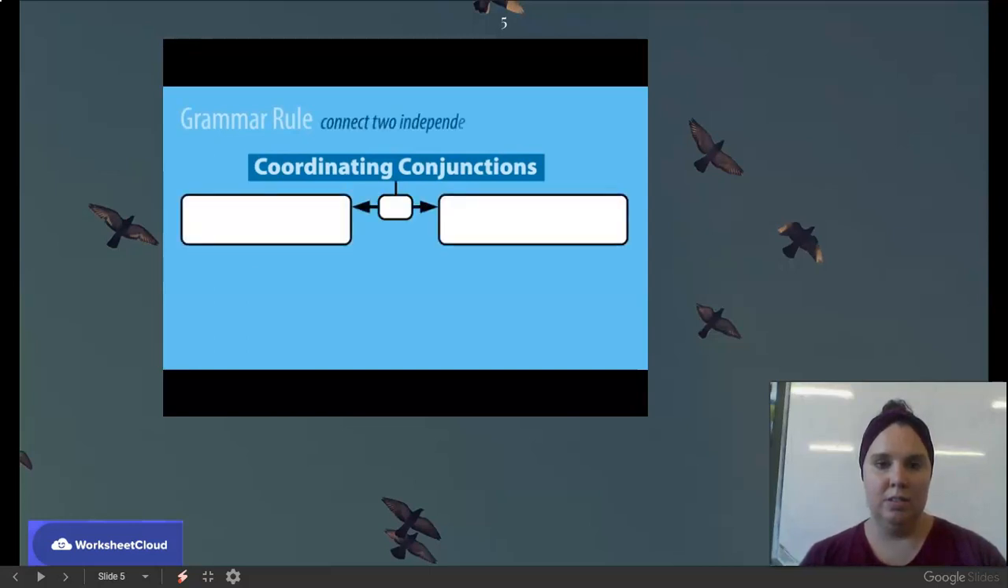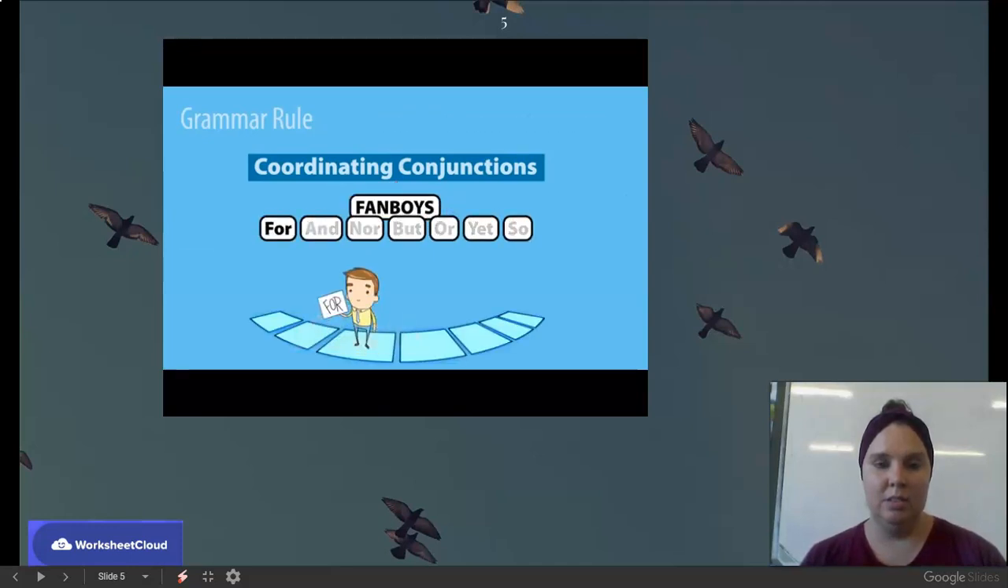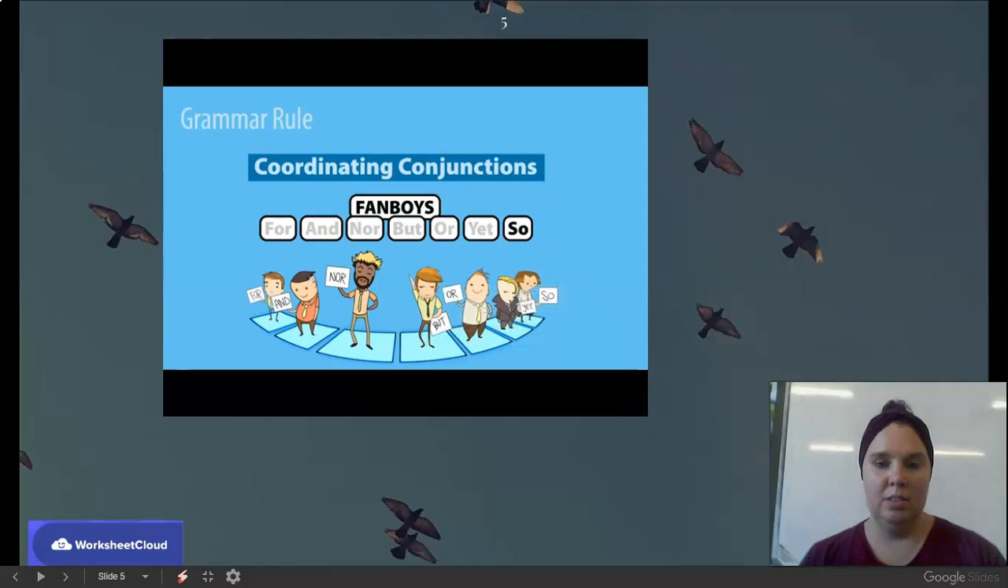Coordinating conjunctions are small words that connect two independent parts of a sentence. We can remember them with the acronym FANBOYS. For, and, nor, but, or, yet, so. Take a minute and memorize them. If you know these words, you'll avoid a lot of comma errors.